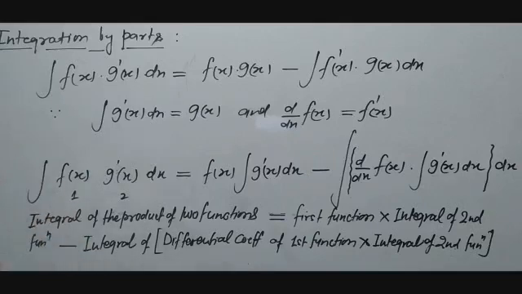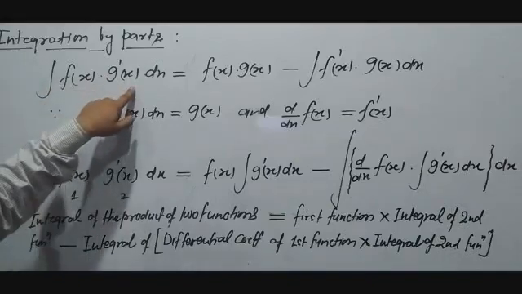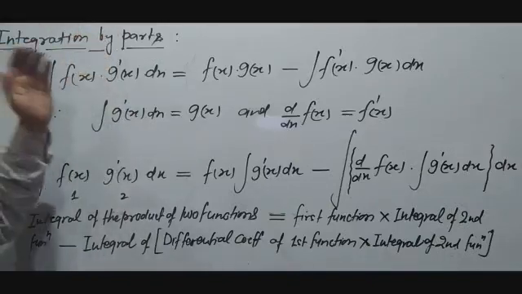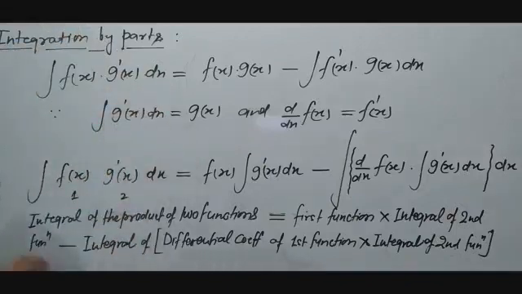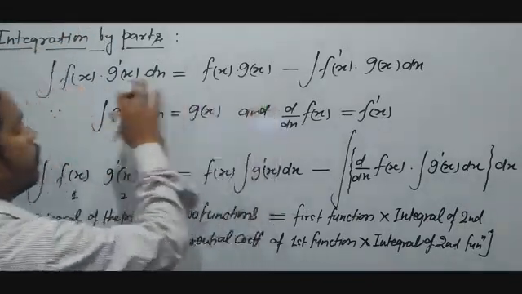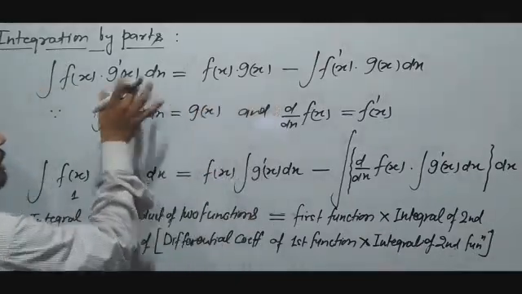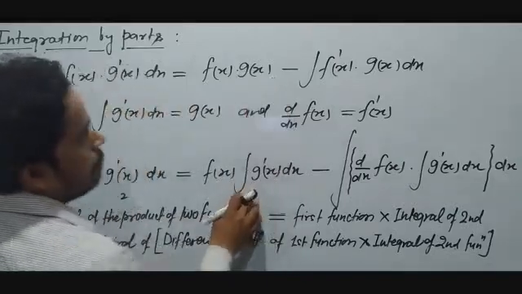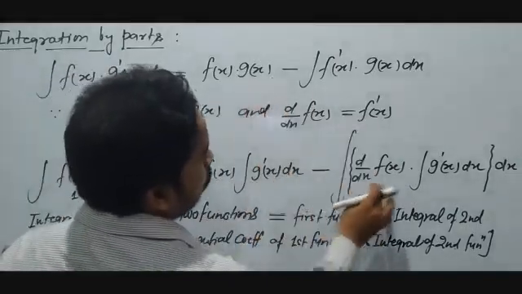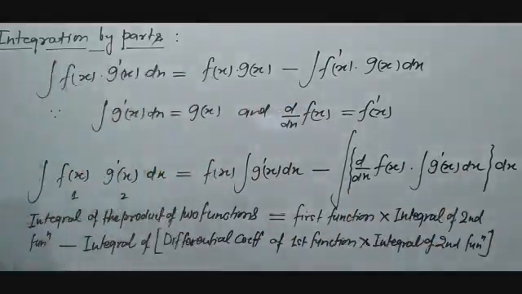Now again see, suppose you have two functions in the form of a product and you have to integrate, then how will you integrate? You will use this formula: integration of fx into g dash x dx is equal to first function into integration of second function, because the integral of g dash x is gx. Gx is the integral of g dash x, so integral of second function minus integration over d by dx of first function into integral of second function, and the second function is g dash x.